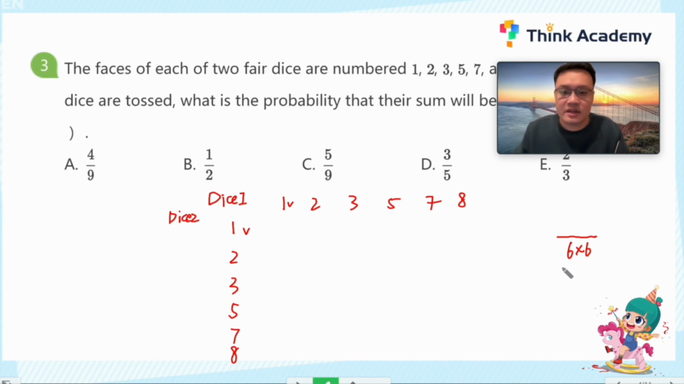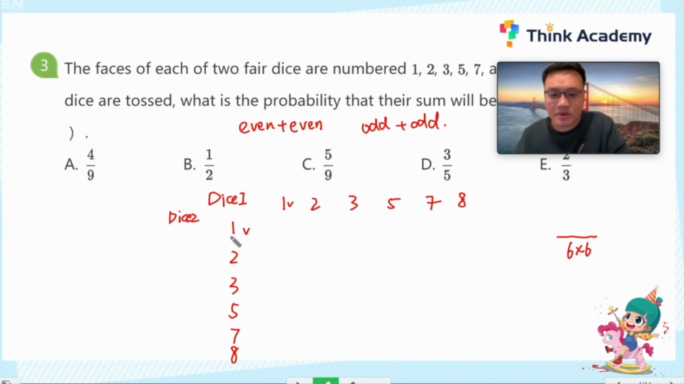And what are the desired outcomes? You want to get an even number, right? So we know that even plus even is going to give you an even number, or odd plus odd is going to give you an even number. So basically, you don't need to add them together to get the result. You just choose. If you got an odd number, let's say 1, you must choose another odd number. That's gonna give you an even one. So I'm gonna take all the even results.